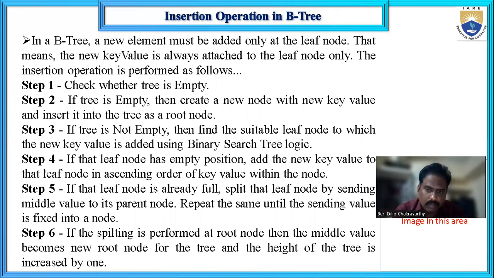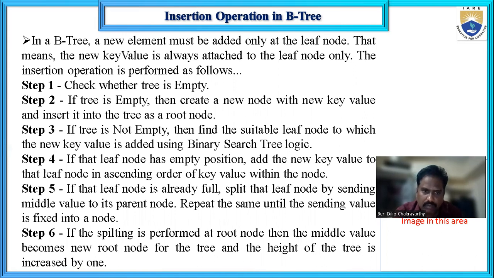If it is not empty, if the tree already exists, then find the suitable leaf to which the new key value is added. To find where to insert, I use the binary search tree logic. If the leaf node has an empty position, add the new key value to the leaf node in ascending order of the key values.